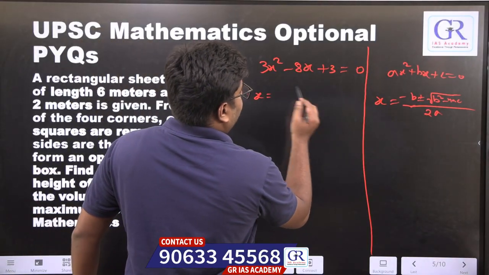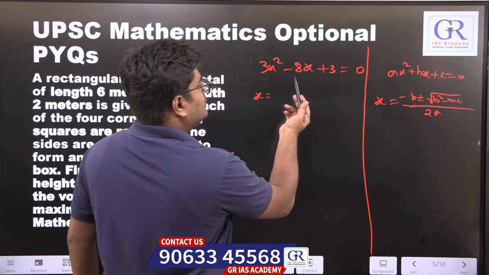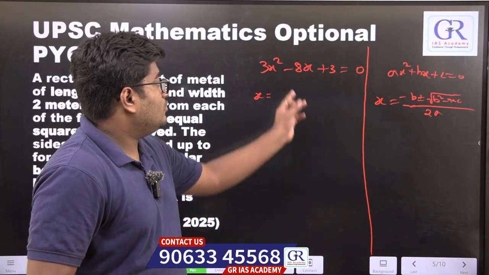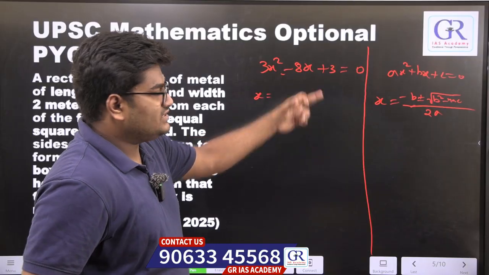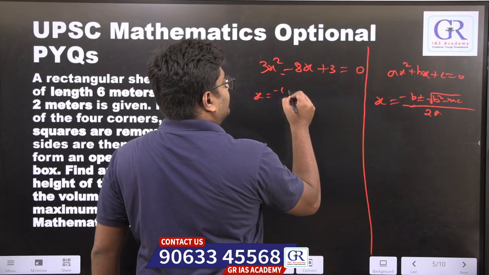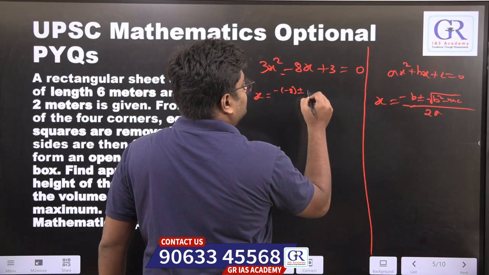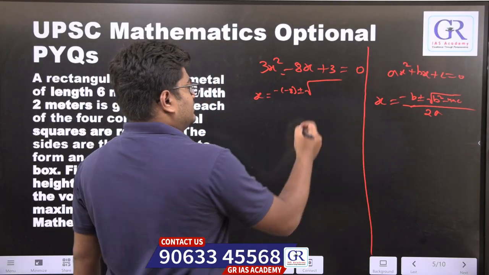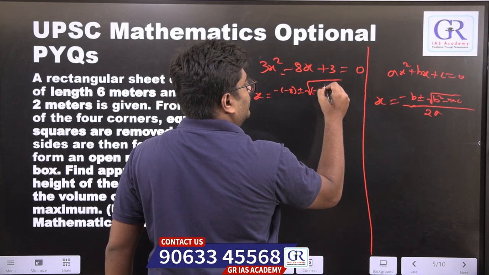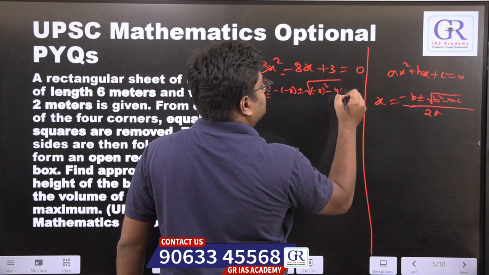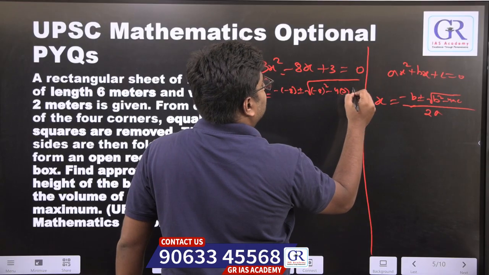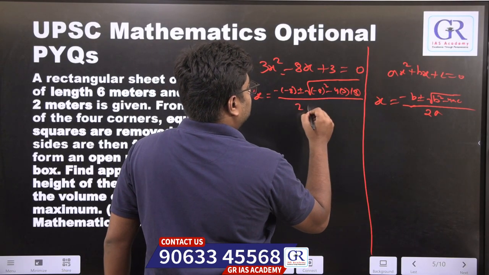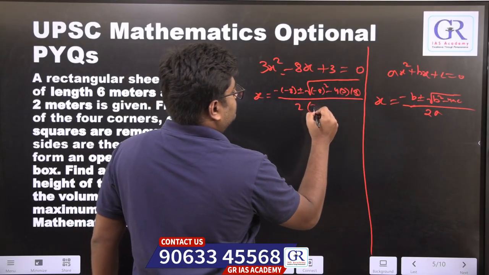So let's apply that. What is b here? b is minus 8, not 8. b is minus 8. Always see the sign. So minus of minus 8 plus or minus root of minus 8 square, minus 4 into a is 3, c is also 3, by 2 into a. 2 into a is 3.